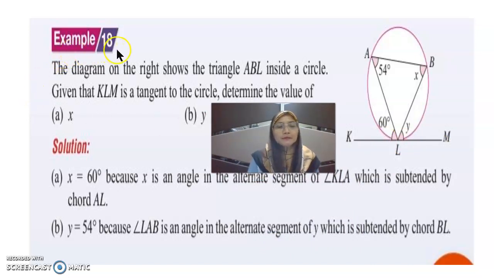Let's see example 18. The diagram on the right shows the triangle ABL inside a circle. Given that KLM is a tangent to the circle, determine the value of x and the value of y.